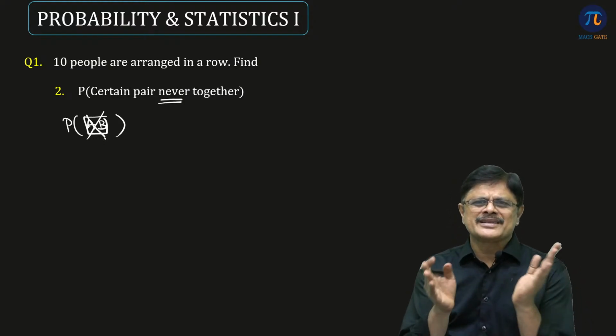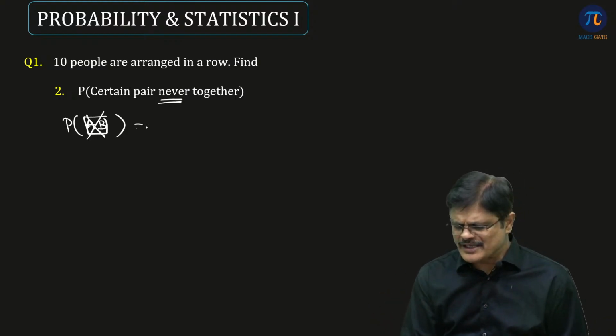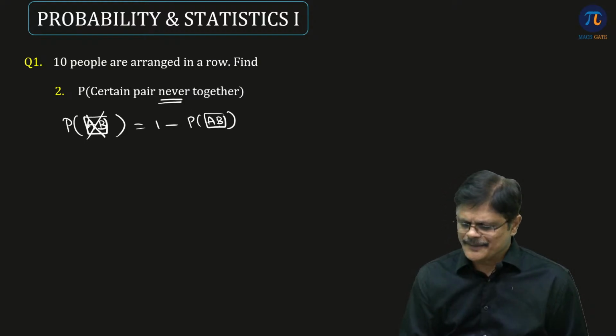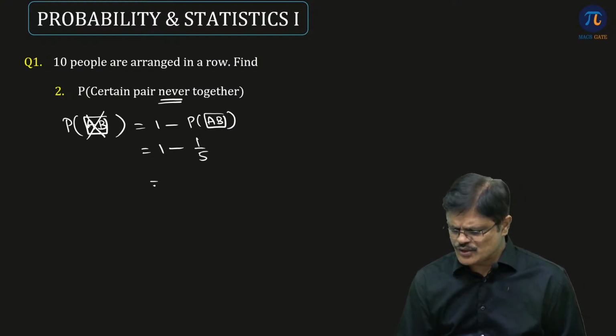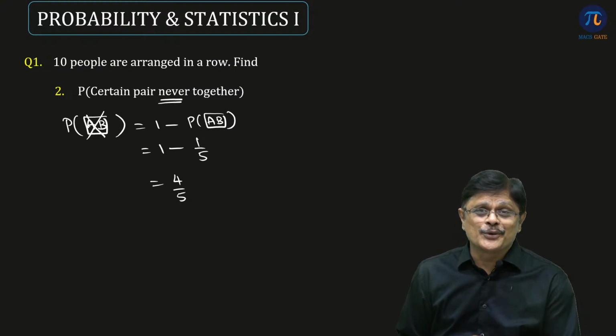Either 2 members are together or not together. There is no other possibility. So obviously we go for indirect counting. That is 1 minus the probability that the pair is always together. And what is the probability that the pair is always together? That is 1 by 5. So what is the answer for this? 4 by 5.